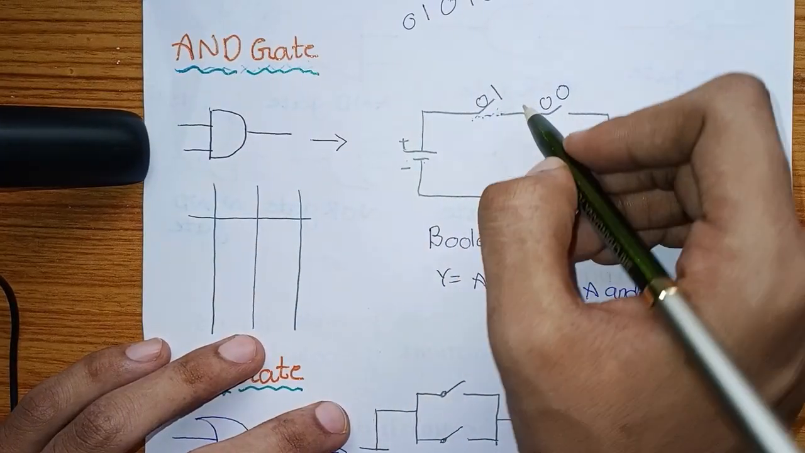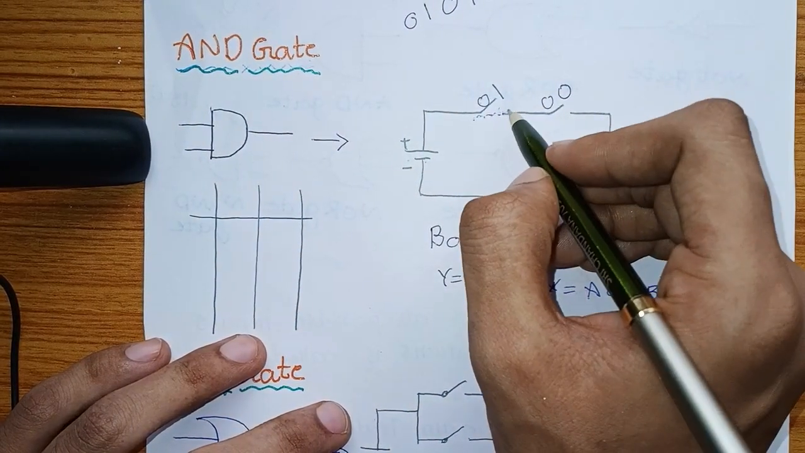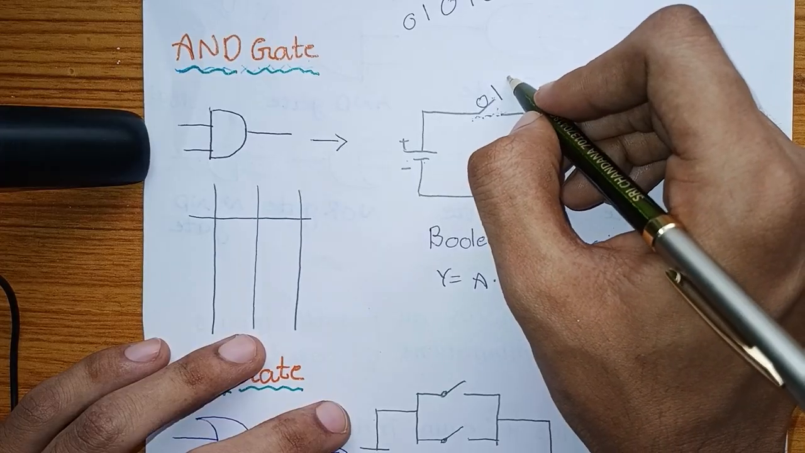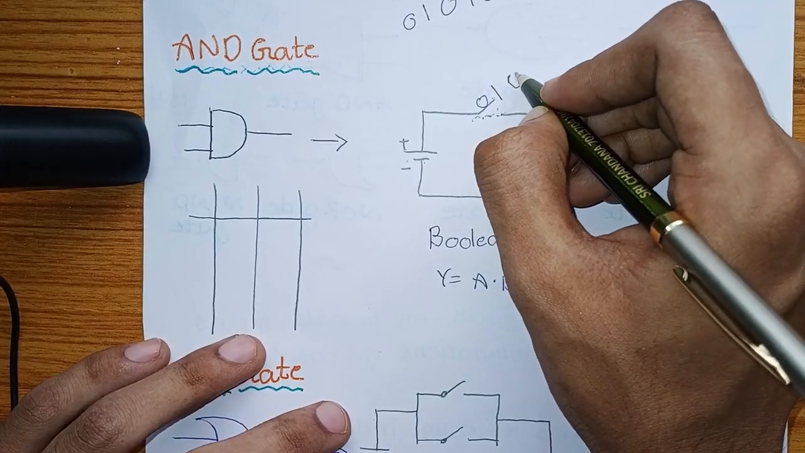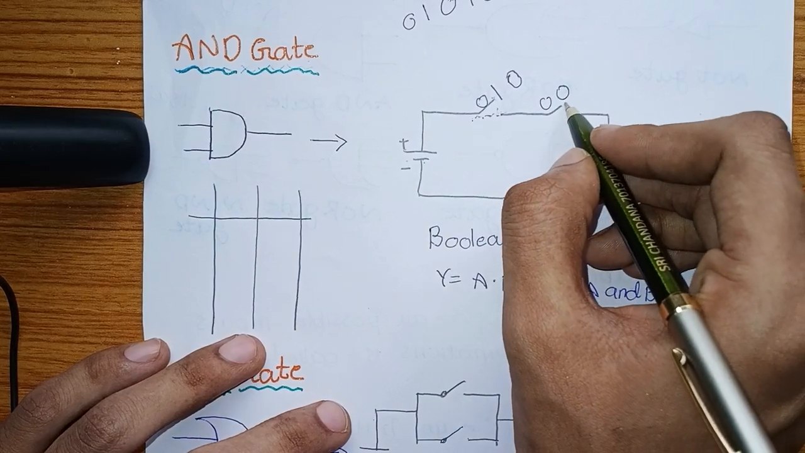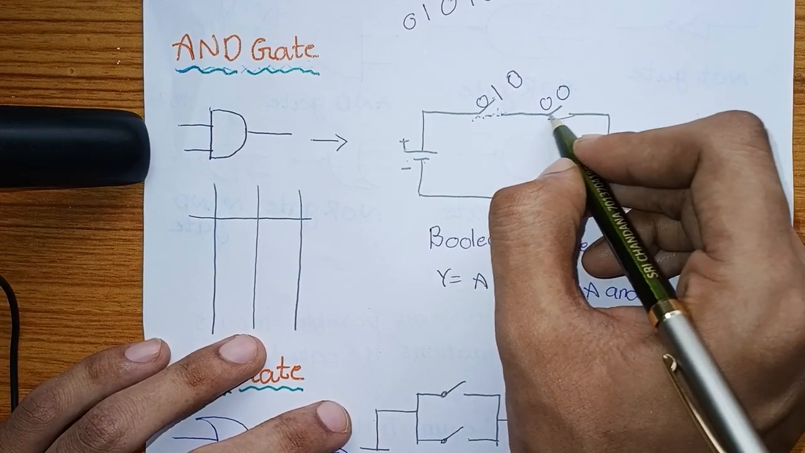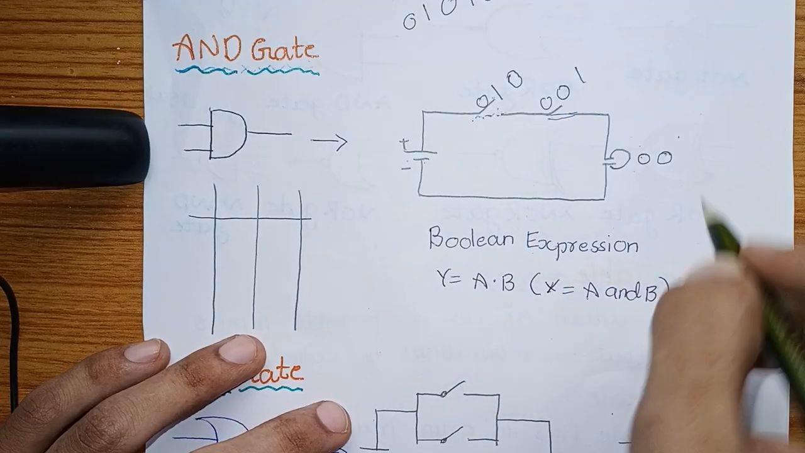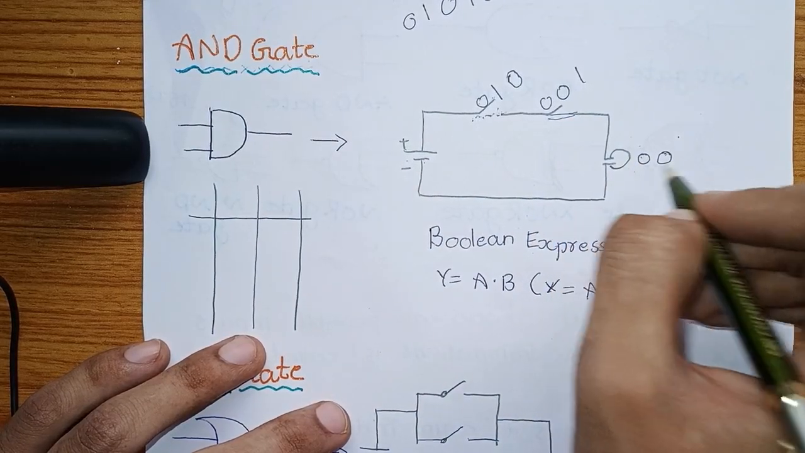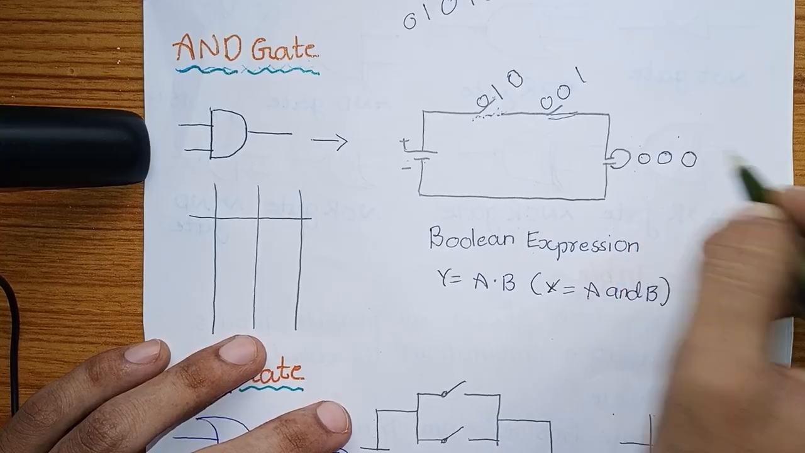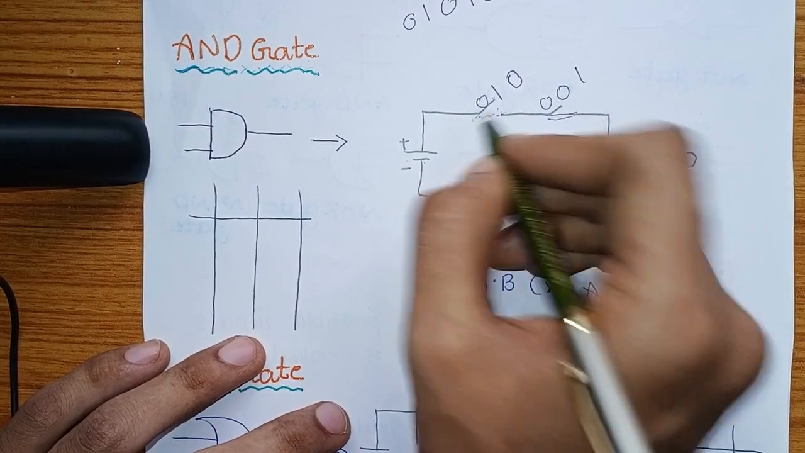Again I am opening this switch. In the third case, I have opened this switch again, and I am marking it as 0. And again I am closing this other switch, and I am marking it as 1. Will the bulb glow here in this third case? Definitely not. The current will get stuck here.